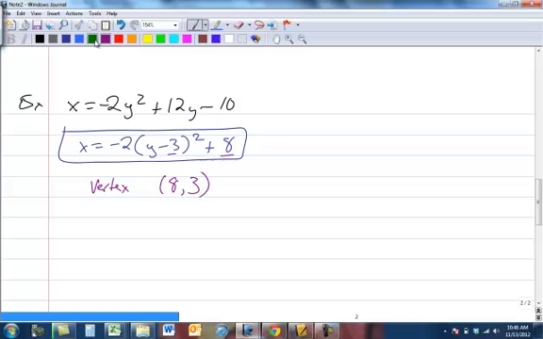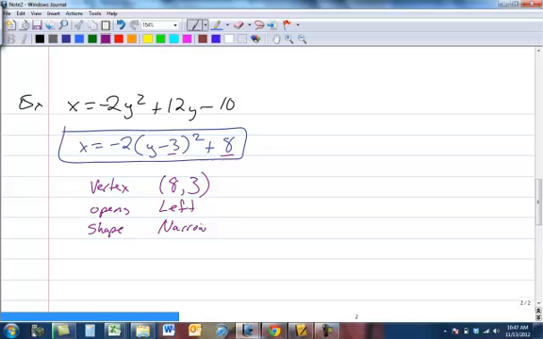Which way does this open? Now because it's x equals, it's left or right, but a is negative. So that means it opens to the left. What's our shape here? Same rules apply. If the absolute value of a is equal to 1, it's normal. Bigger than 1 does more work, so it's skinny. Less than 1 does less work, so it's wide. In this case, the absolute value of negative 2 is 2, does more work, so it is narrow. This one is narrow.